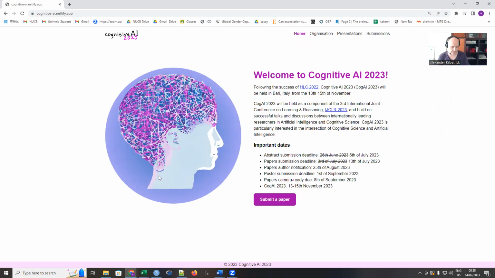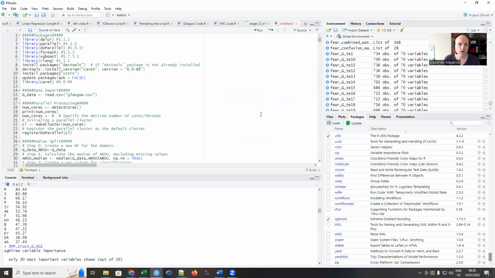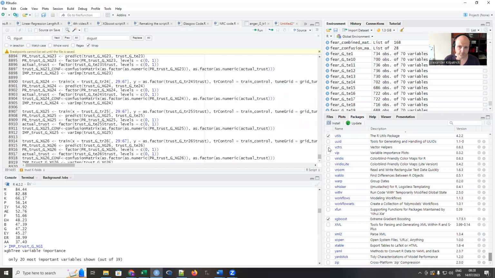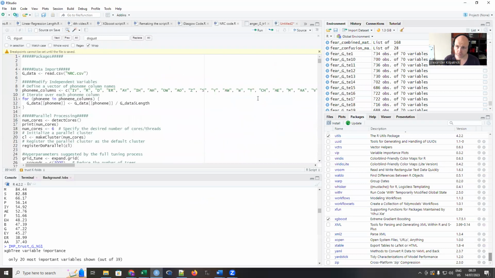So I used the existing Glasgow norms model, but obviously I didn't have the NRC models constructed. Bear with me a second. I didn't have the NRC models constructed, so I had to very quickly do those. We're going to talk about the code for those models, and then we'll talk about the results of that analysis. This is the code for the NRC models. It is very similar to the code for the Glasgow norms, with a couple of exceptions.